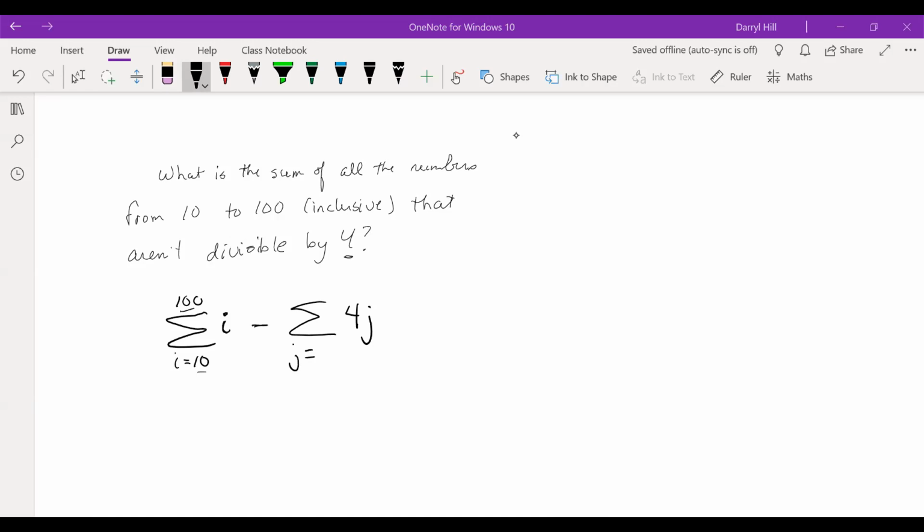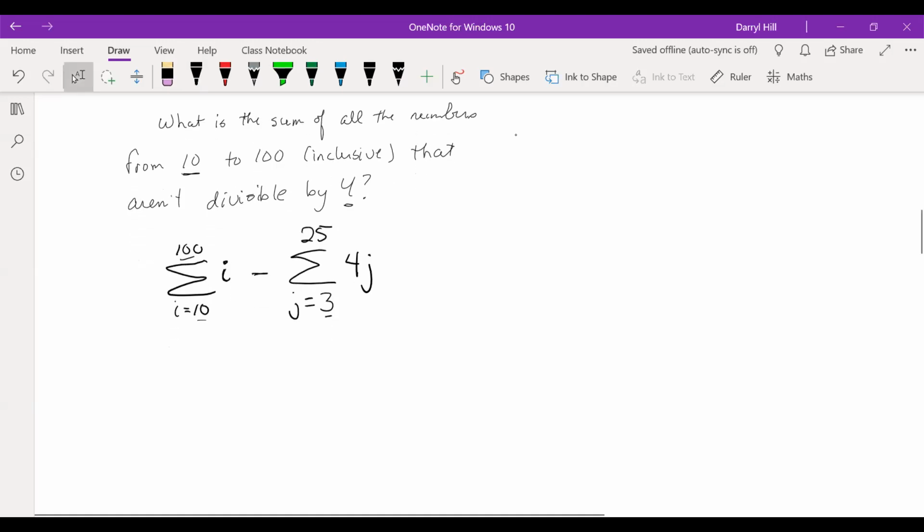Three to 25, yeah. So 3 times 4 is 12, so that is the first number divisible by 4. If I put j equal to 2, then the first term would be 8, and that would be below 10, which would not be enough. So j equal to 3 gives us 12 for our first term. That's good. And then j equal to 25 takes us right to 100, so 4 times 25 is 100. Good. So then we can evaluate these.